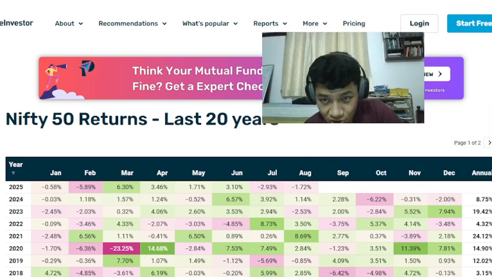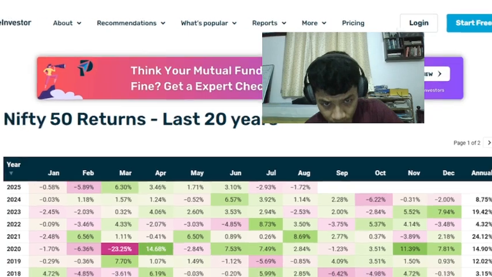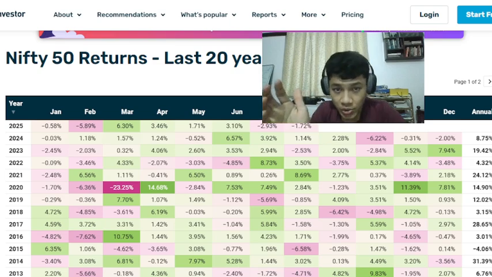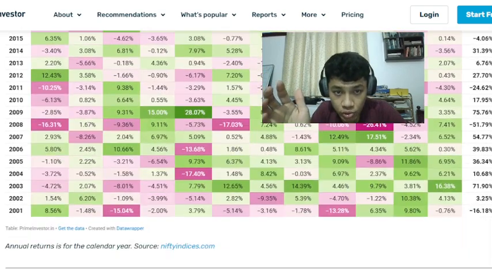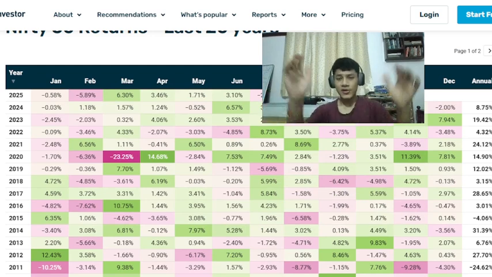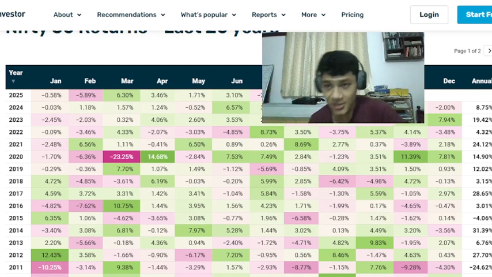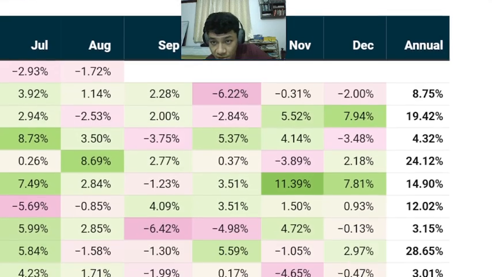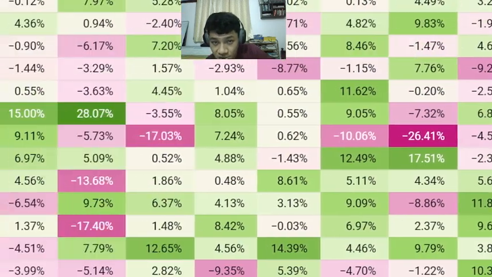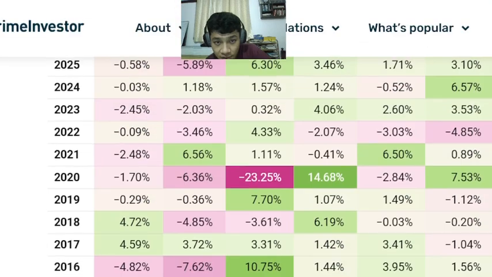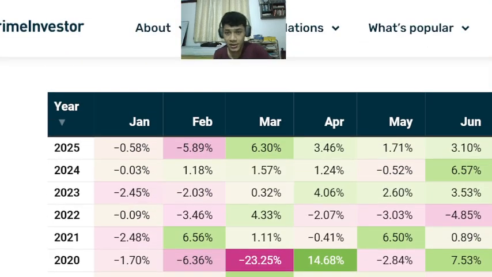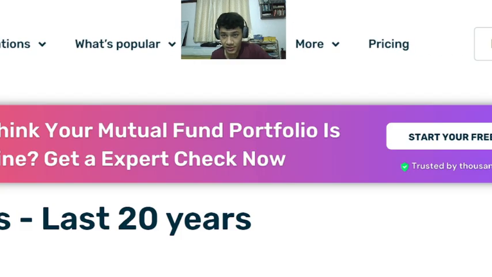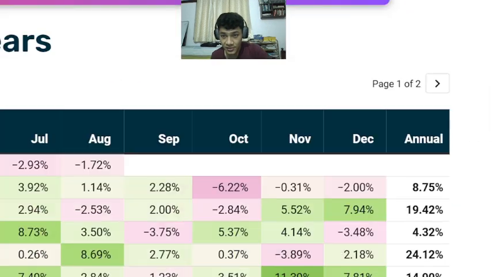Nifty 50, last 20 years. We got 2025, we got 2024, 2023, all the way down to 2001. Now the figures are a bit apart. What we want to look at are the annual numbers, which are all the way here. Here we have the annual numbers, and the dates for the year are all the way here. And in between we have the months, so returns for all the months.